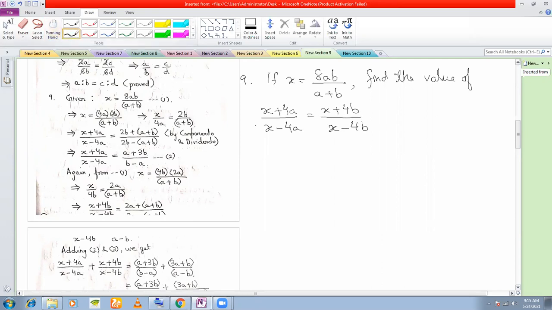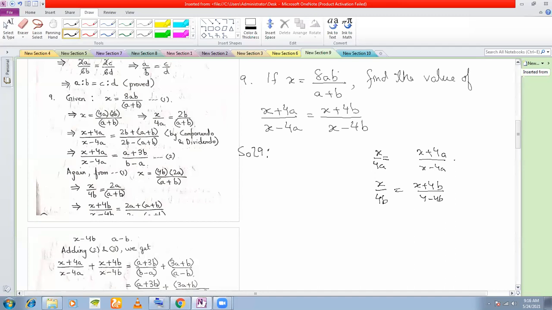Now see here on the left hand side as well as the right hand side. Before starting, there is a very interesting observation here. You have on the left hand side x plus 4a divided by x minus 4a, right? So this is, if you know x by 4a, then you can find out x plus 4a by x minus 4a. And similarly, you can find out x plus 4b by x minus 4b, if you know x by 4b, then again by componendo and dividendo, isn't it?